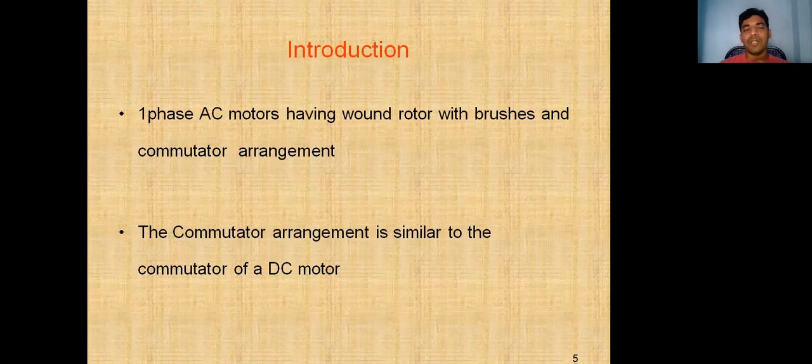In three-phase motors, we had seen that for three phases, three brushes and three slip rings are needed. Here, for positive and negative, two split rings or slip rings. If the available supply is AC, then split rings, that is the commutator. If the available supply is DC, directly it is the slip ring. So if we use a commutator arrangement, it will look similar to the commutator of a DC motor.